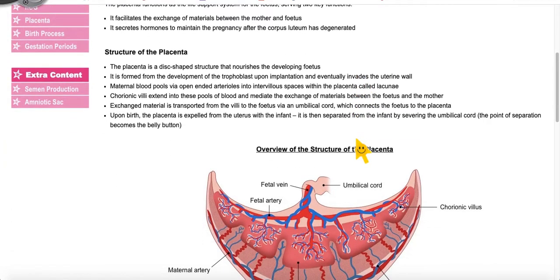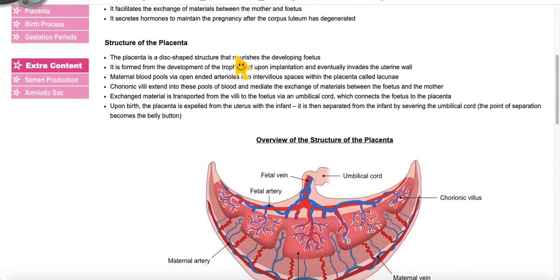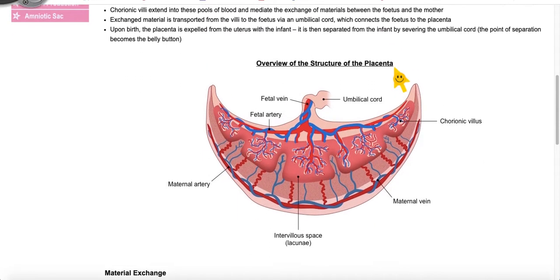So if we look at the placenta, we see it as a life support system in the fetus, right? It's going to facilitate the exchange of materials and is also going to secrete hormones to maintain the pregnancy after the corpus luteum has degenerated. So here's the structure of the placenta.